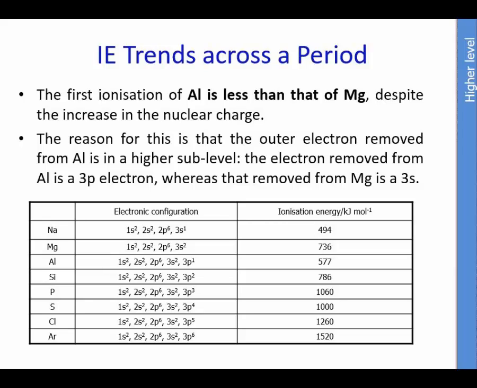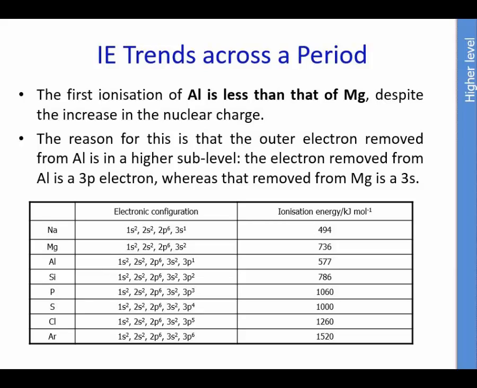Now that is in conflict with the fact that the number of protons is always increasing. So there's this balance here of increasing nuclear charge and increasing distance. And for this particular case, because it's jumped to a p sublevel, that has been more significant than just increasing by one proton. Now you continue down: aluminium, silicon, phosphorus, sulfur, chlorine, argon, they're all in the same 3p sublevel, so they're all the same distance, so you'd expect a constant increase in ionization energy because there's an increase in nuclear charge.